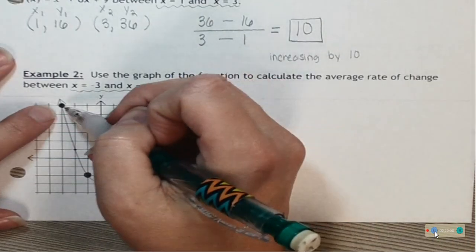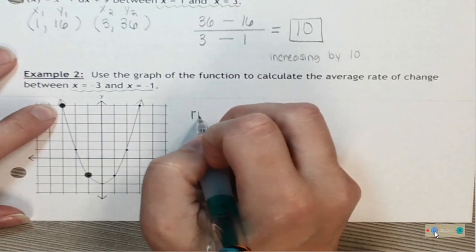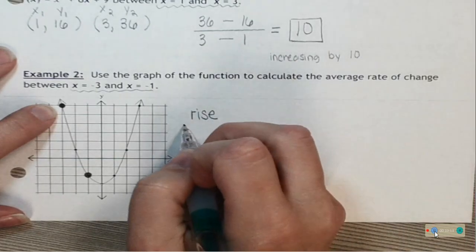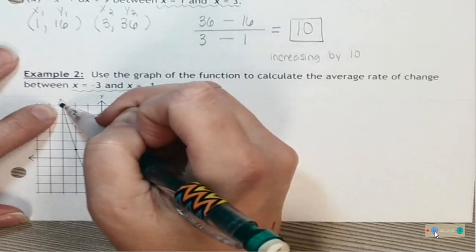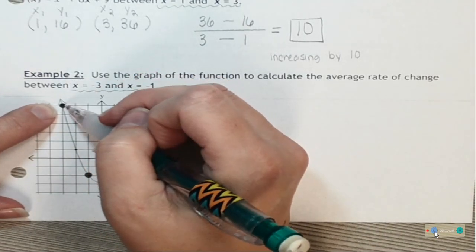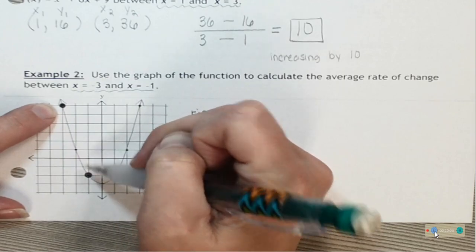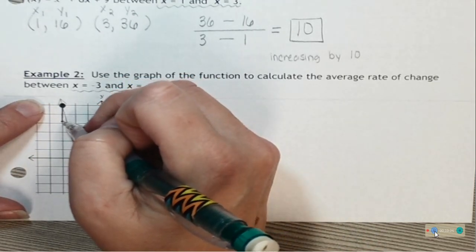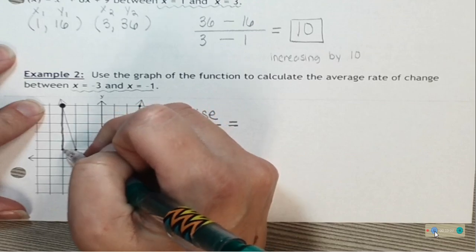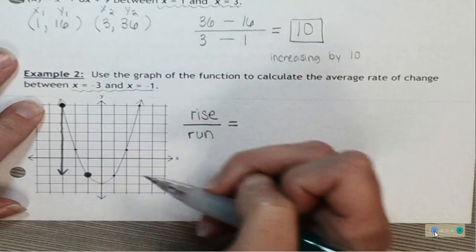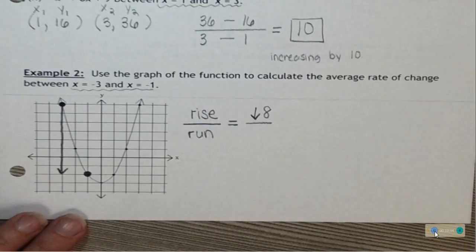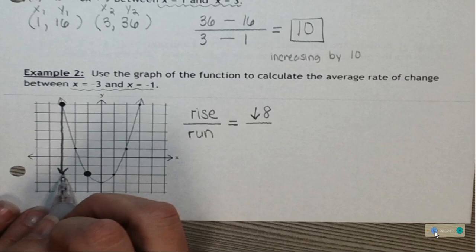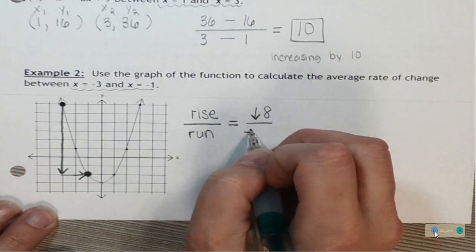So, I'm going to do rise, which is my change in y, over run, which is my change in x. So I'm going to start at this point. Will I go up or down to go close to this point? I'd go down. 1, 2, 3, 4, 5, 6, 7, 8. So I went down 8, and how do I get to that point right there? I would go over to the right 2.